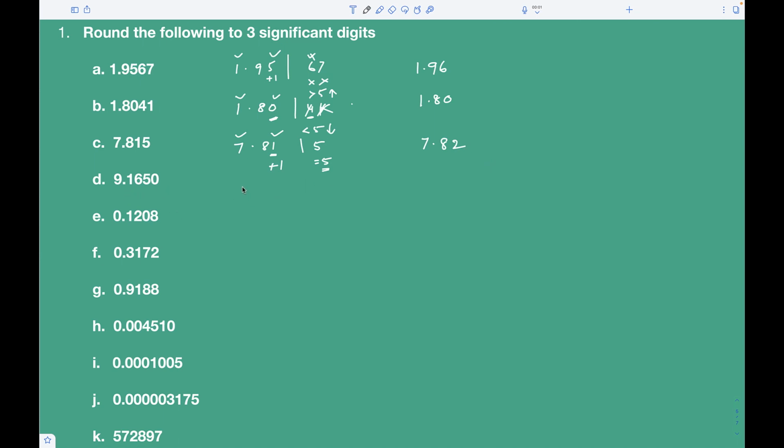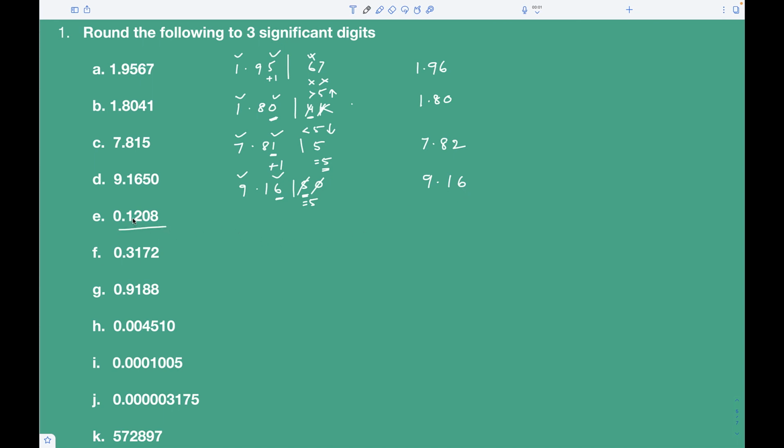Now what about this case? Again, the first significant digit is 1 and the third significant digit is 6. So we have to drop these two digits. And again, the first digit that is getting dropped is equal to 5. In that case, to round up or not depends on the last digit that is retained. In this case, it is a 6. This is an even number, so you have to round it down. That means you have to simply drop these two digits and leave the last digit as it is. So it becomes 9.16.